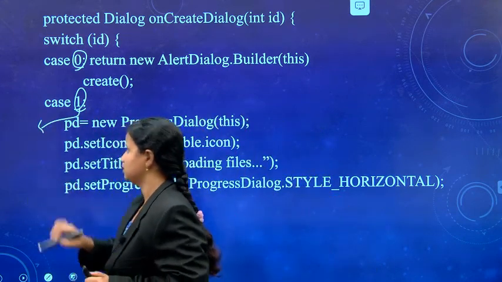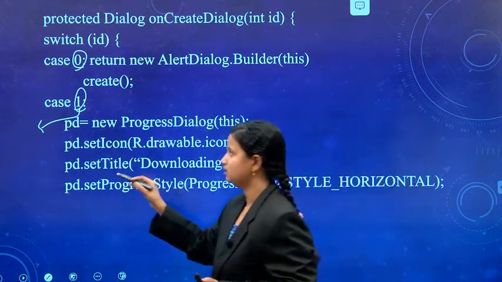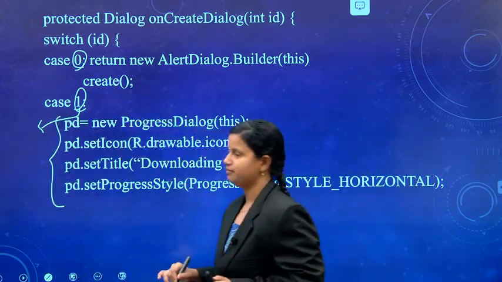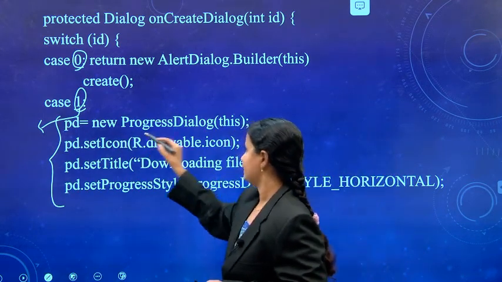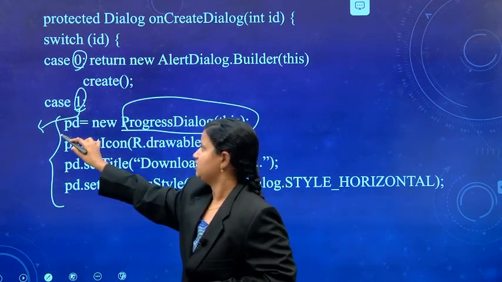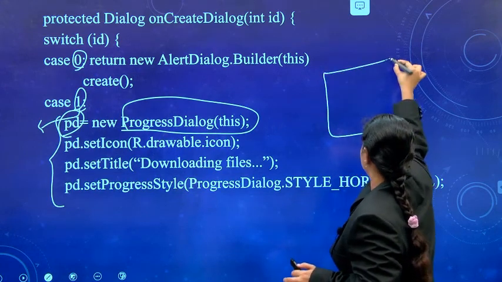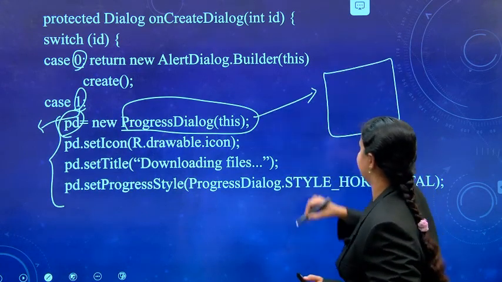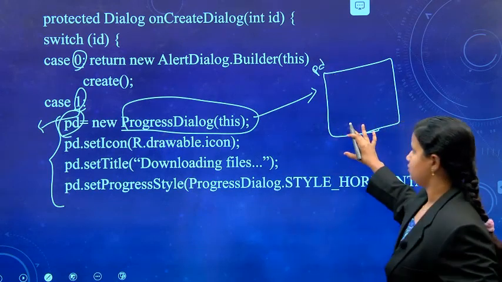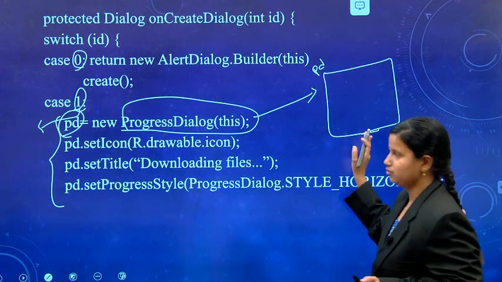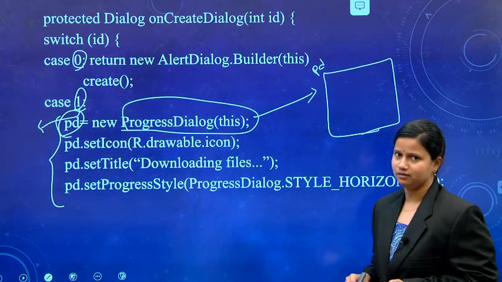Why? Because in the show dialog we are only calling the number 1. That is why it will execute the corresponding matched case. What this case contains is a new progress dialog of this. For this progress dialog we have to create one of the progress dialogs. So whenever you see this, it will create like this. This is a PD, this is a progress dialog. We have to create a progress dialog within this activity. After that this is an empty progress dialog.